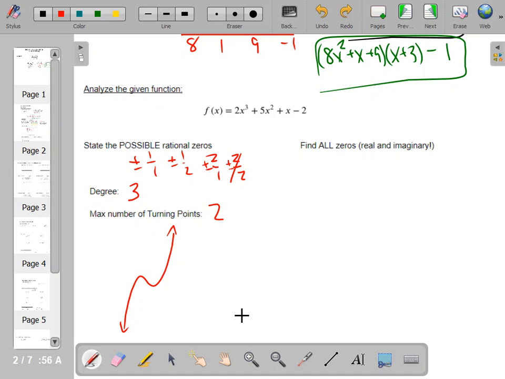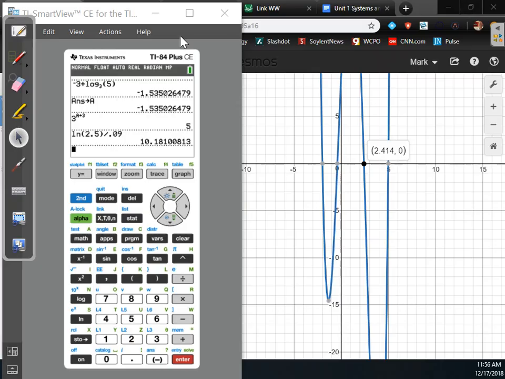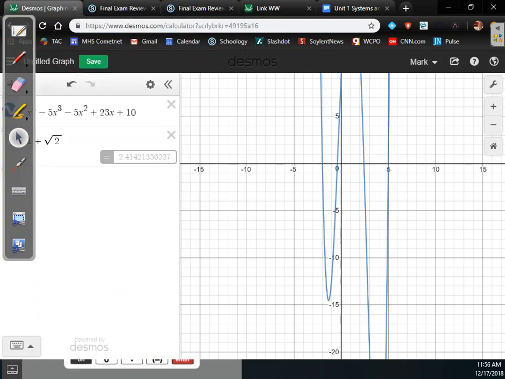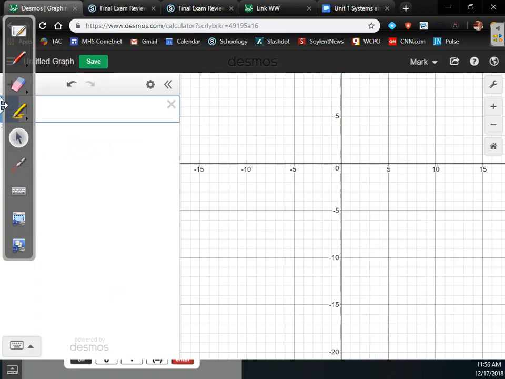Find all zeros. Well, the first thing I'm going to do is graph it, and that might be all I need to do. So I'm going to graph this using either my calculator or Desmos. 2x cubed plus 5x squared plus x minus 2.